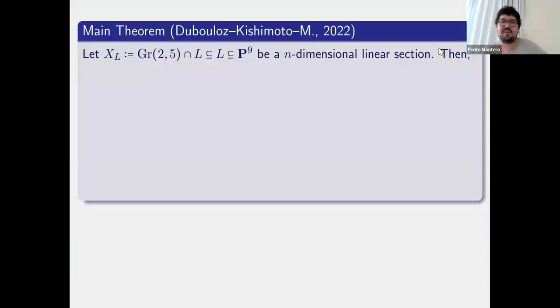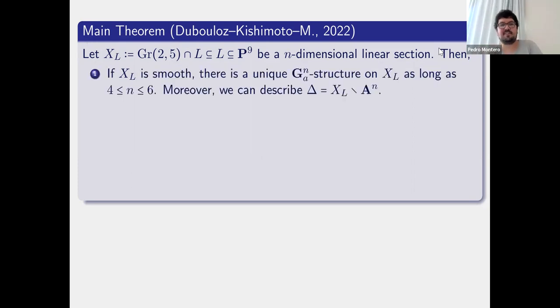And here's the main theorem that we obtained with Adrien Dubouloz and Takashi Kishimoto. Take the Grassmannian, the dimension 6 Grassmannian, and take a linear section, maybe not a hyperplane section, but a linear section. Then, if the variety is smooth, there is a unique additive structure, as long as there is a structure. As the dimension is 4, 5, or 6, as I told you, these are the only candidates. And moreover, we can describe the boundary. So this is very nice because we can solve this Hirzebruch problem.